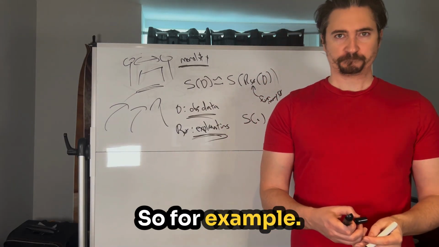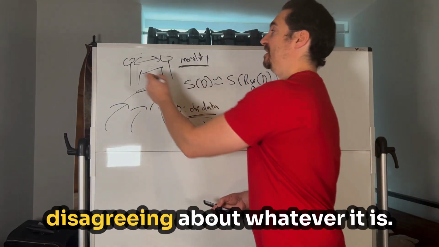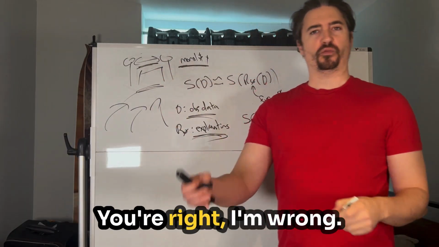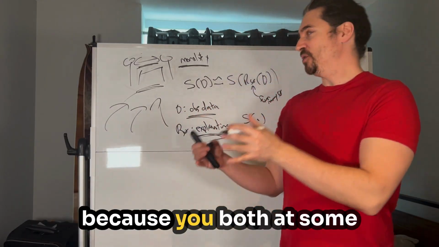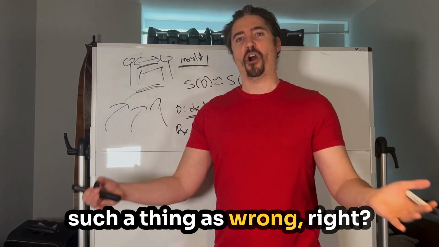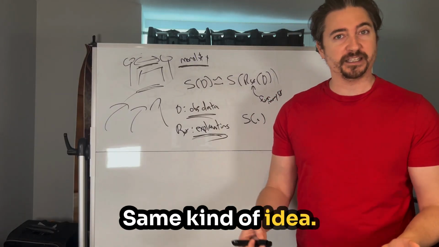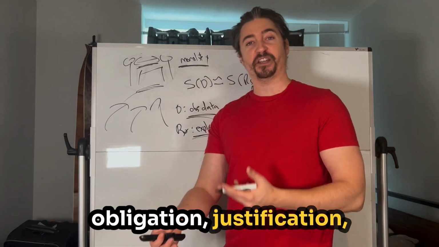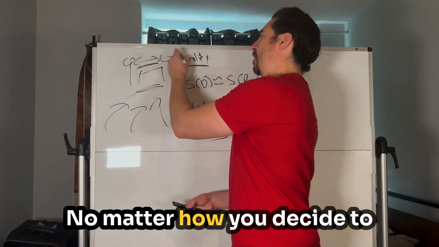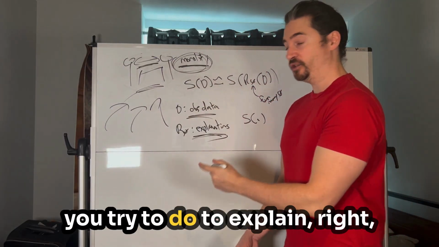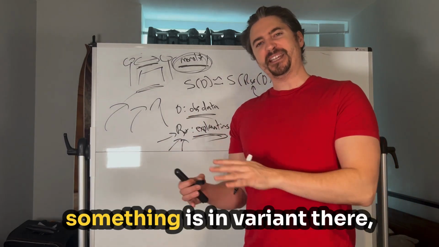So, for example, disagreement behaves as if someone is wrong, right? These people could be disagreeing about whatever it is. You're right, I'm wrong, but what is right and what is wrong? You only are saying that because you both at some level agree that there's such a thing as wrong, right? Excuses presuppose a violated rule, same kind of idea. Guilt presupposes obligation. Justification presupposes correctness. Different ways of saying that same thing. No matter how you decide to talk about it, no matter what you try to do to explain, all your different R thetas, something is invariant there.